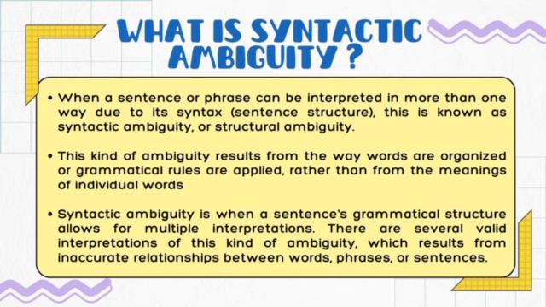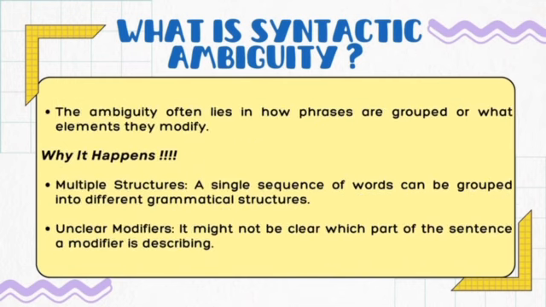Syntactic ambiguity is when a sentence's grammatical structure allows for multiple interpretations, which leads to miscommunication. This occurs due to inaccurate relationships between words, phrases, or sentences. The ambiguity often lies in how phrases are grouped or what elements they modify. In conclusion, multiple structures and unclear modifiers lead to syntactic ambiguity.